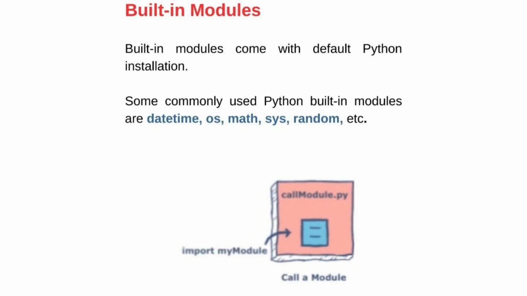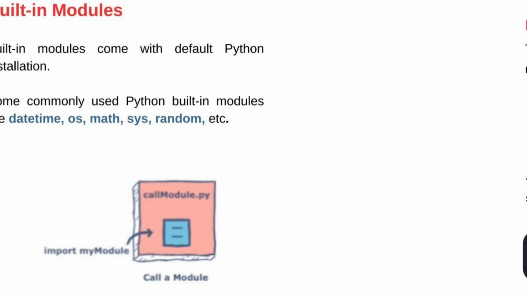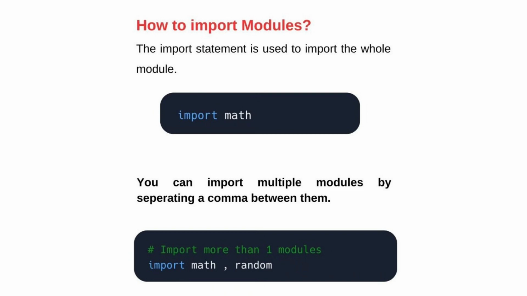Built-in modules. Python provides a wide range of built-in modules that offer ready-to-use functionalities. These modules, such as datetime, OS, math, sys, and random, are part of the Python standard library. We can import them using the import statement to access their functions and tools for tasks like date and time manipulation, file operations, mathematical calculations, system interactions, and random number generation.